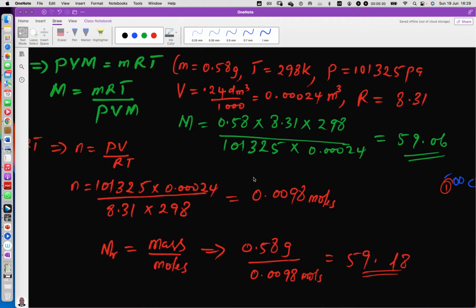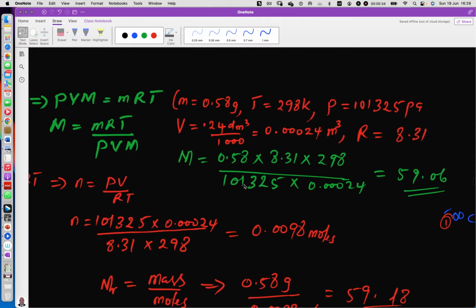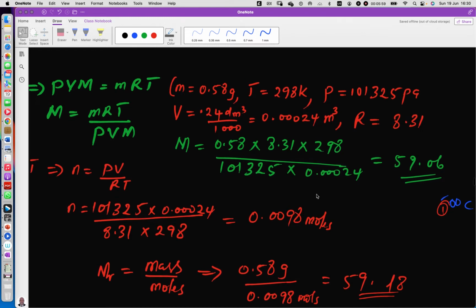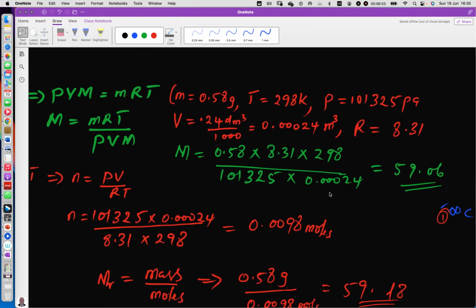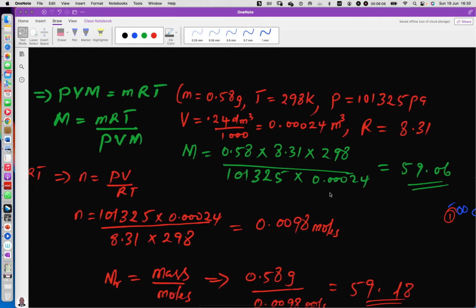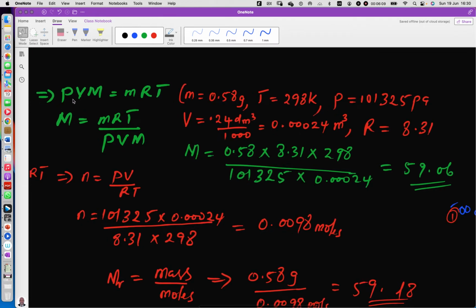If you do that and substitute your values, we will multiply the mass, which is 0.58, times the gas constant, which is 8.31, times 298, divided by the pressure, which is 101,325, and then times the volume that we have already converted. So we are making M the subject, MRT divided by PV.